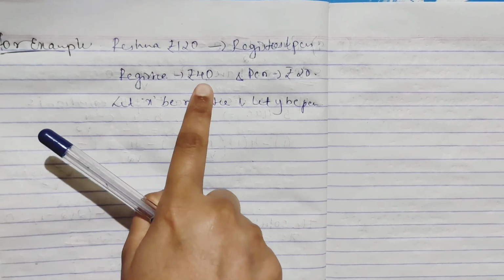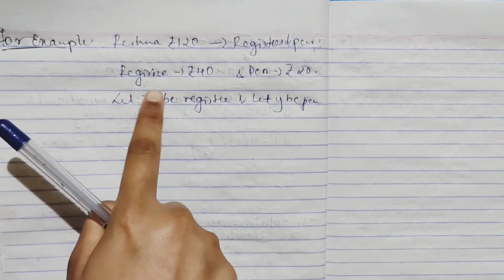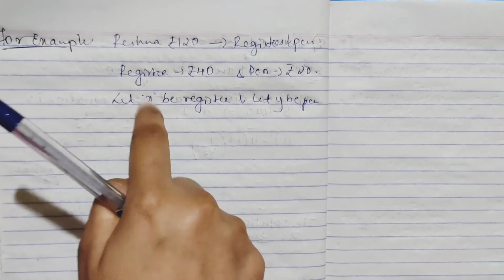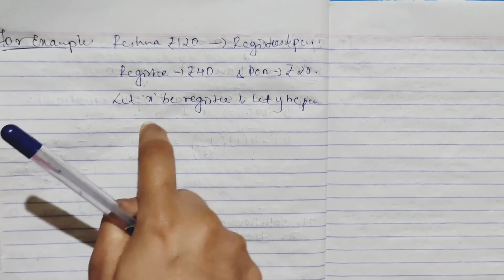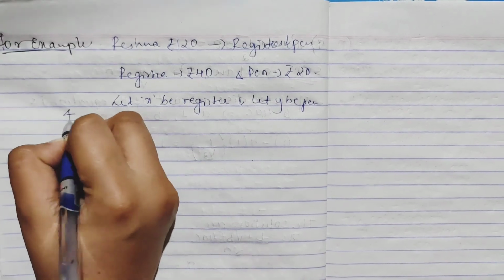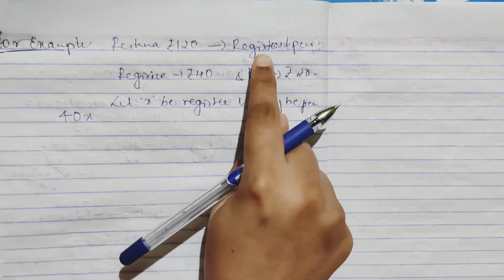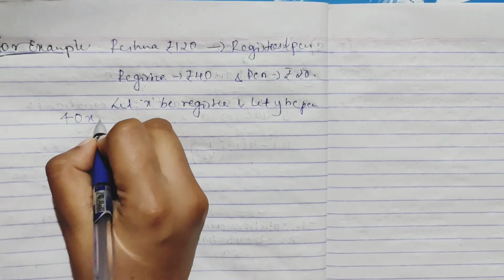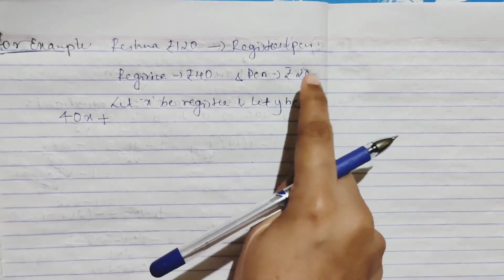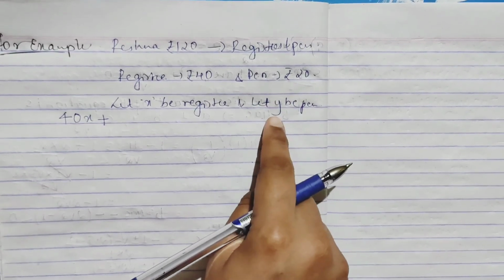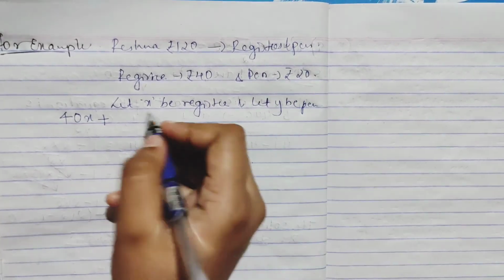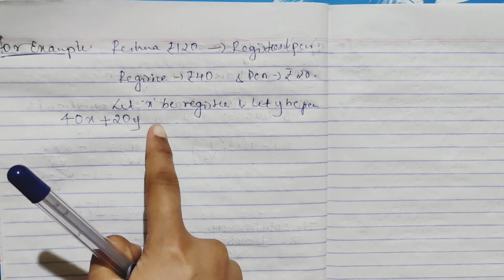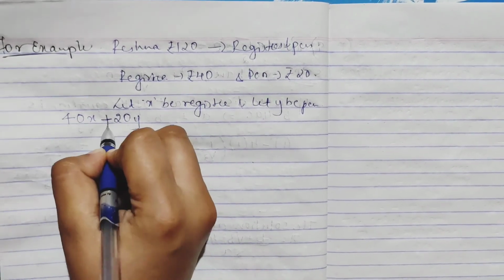Now for one register it is 40, so for the number of registers she wants to purchase, it will be 40 into x, 40x. She wants to buy both, so you have to add. For one pen it is 20, and we have taken the number of pens as y, so it is 20y. So it will be 40x plus 20y.